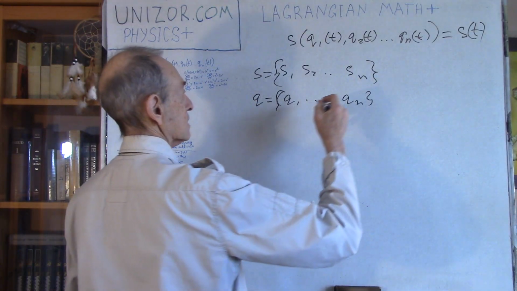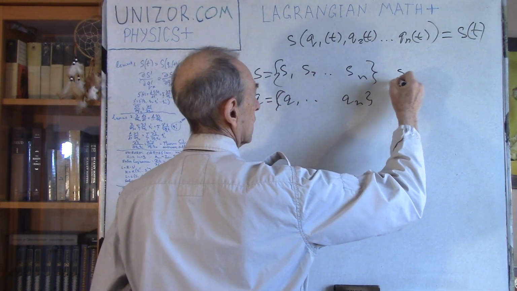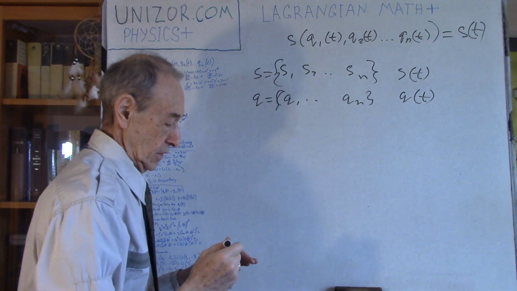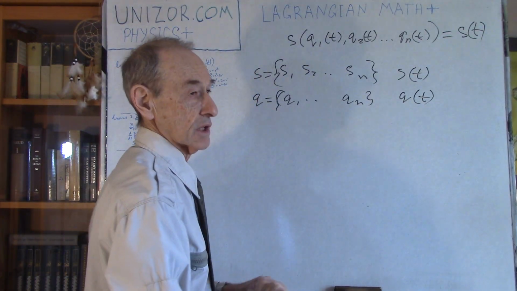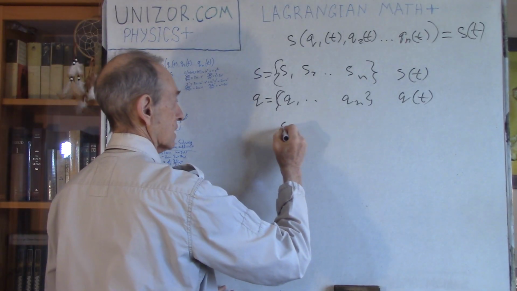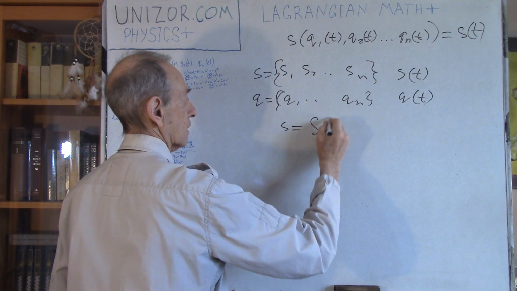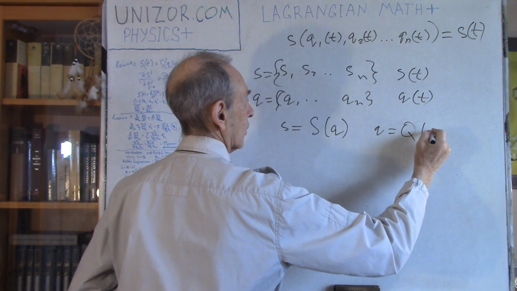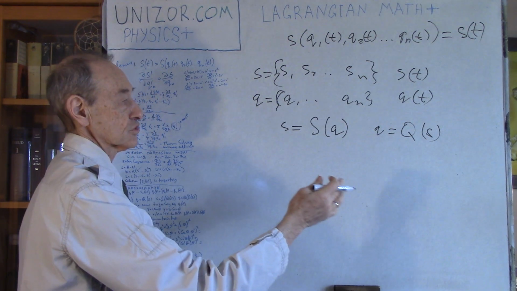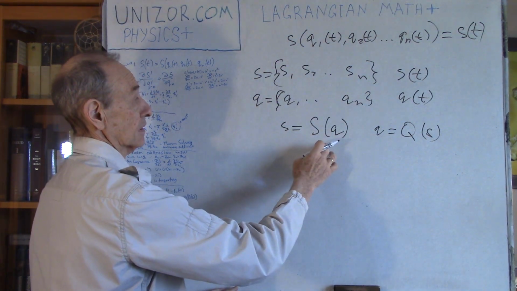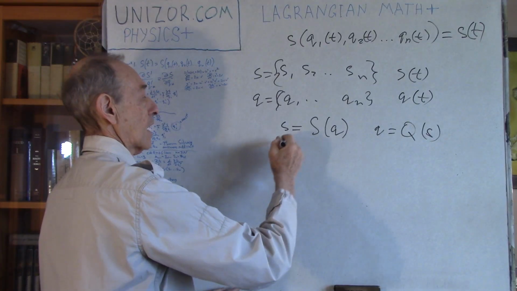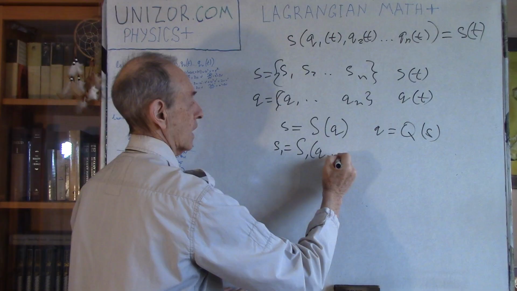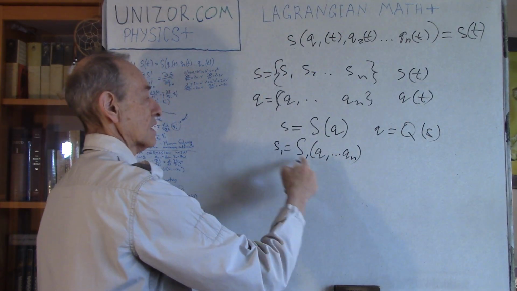My point is, if these are functions of time, since coordinates are converted into each other through some kind of function, let's say S is equal to capital S of Q, and Q is equal to capital Q of S. These are transformation functions. Each one of them represents actually n different equations. S1 is equal to capital S1 of Q1 through Qn, then S2, S3, etc.